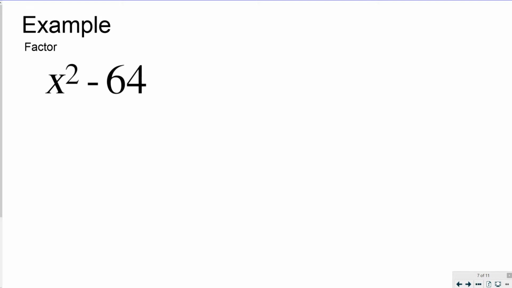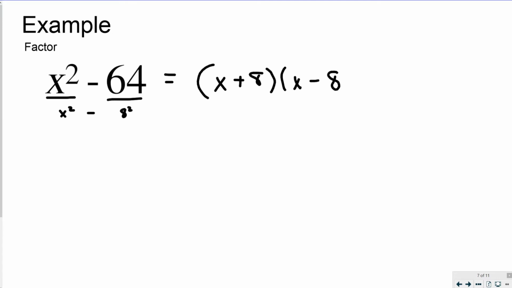So factor x squared minus 64. Again, I'm going to do some recognition. I know that x squared is already a square, and I know that 64 is also a square. I know 64 can be expressed as 8 squared. So I've got x squared minus 8 squared, and so I can factor it into x plus 8 times x minus 8. So it's pretty easy to remember. It's just that when you start throwing in a couple other things, it becomes a little more complicated.